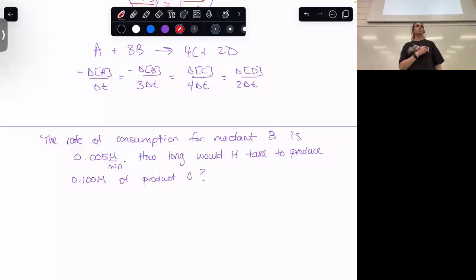Anyone know how we're going to start this one? Finding moles? We don't need moles here, actually. We're just given molarity per minute as our rate, and we're looking for a concentration. So we're looking for that time component. So we don't need moles here. We can actually just work in molarity directly. But good idea.